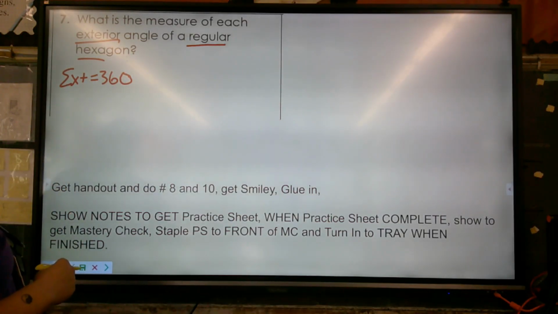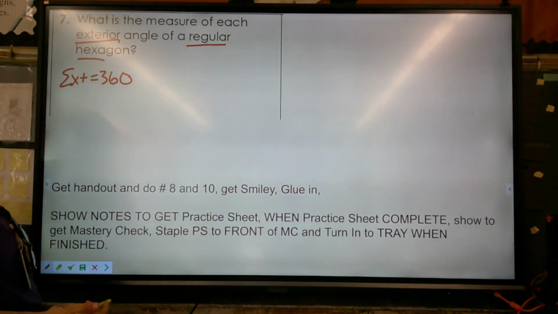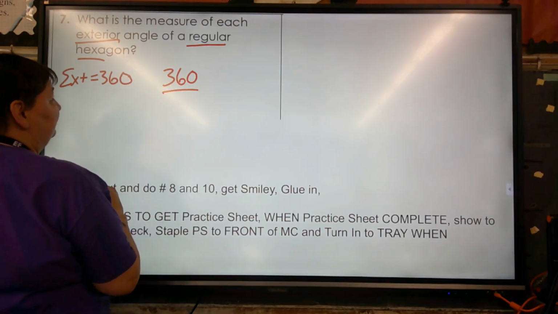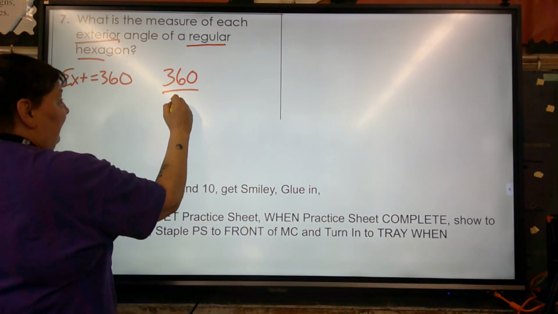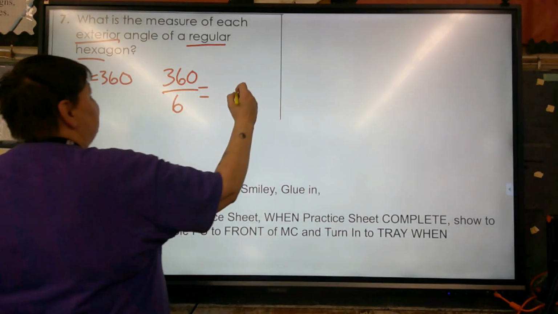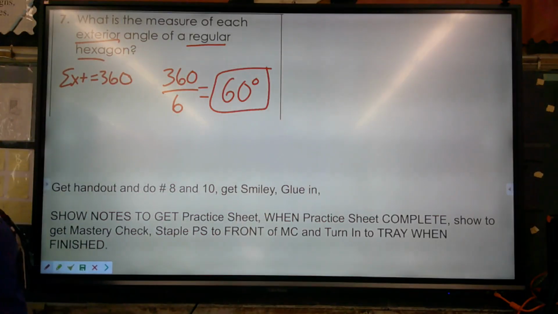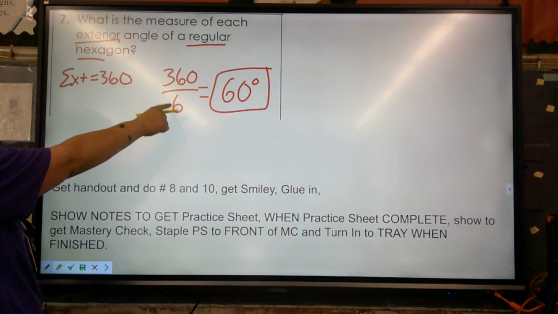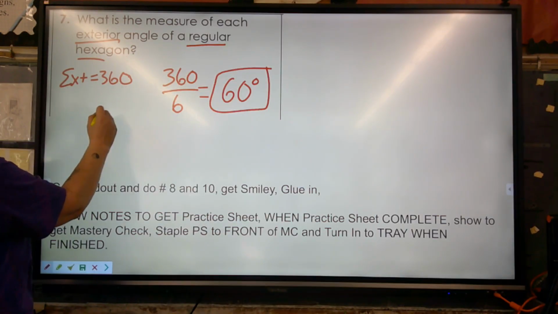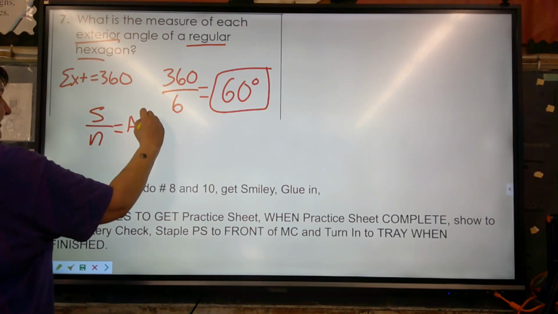So what do we know? We know it has 6 sides, and we're looking at the exterior, so it has to equal 360. A hexagon has 6 sides. So the exterior angles are all 60 degrees. Total divided by the number of sides, sum divided by sides equals an angle measure, right? That was our formula.